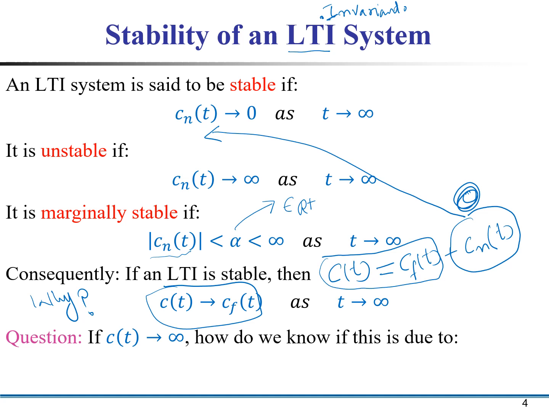There is a question: if c(t) approaches infinity, is it because of the natural response of the system or the forced response of the system? So can you answer this question? Stop the video here and do it yourself before seeing my solution.